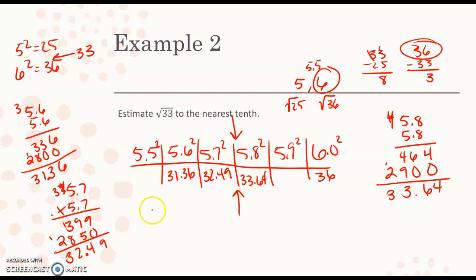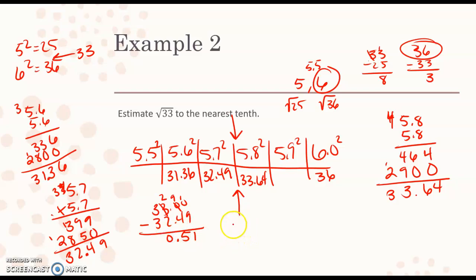And now I have to decide, well, which one do I round to? And so we're going to take our 33 and subtract the 32.49, because I want to find the distance from my number to 5.7 squared. So 33, I'm going to add those zeros there. I'm going to borrow from the 3 and make that a 2. Makes this a 10, but then I have to borrow to make this one a 10. 10 minus 9 is 1. 9 minus 4 is 5. And the rest is 0.